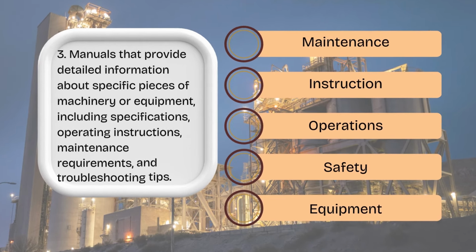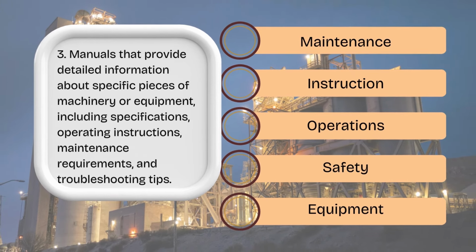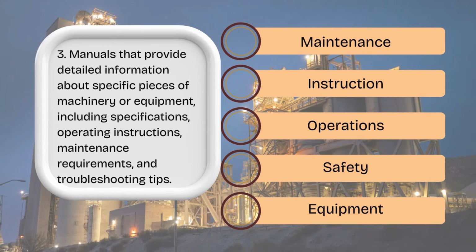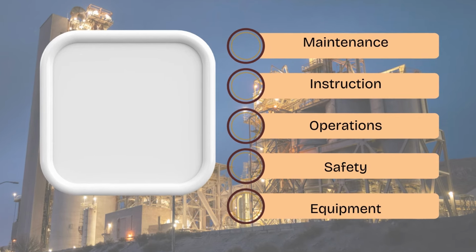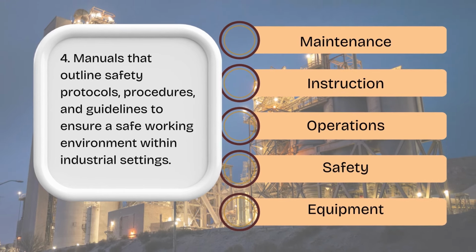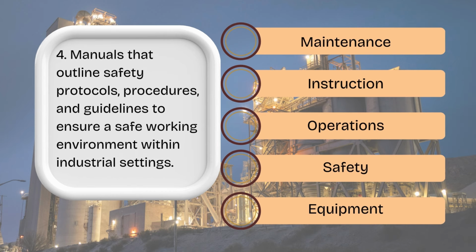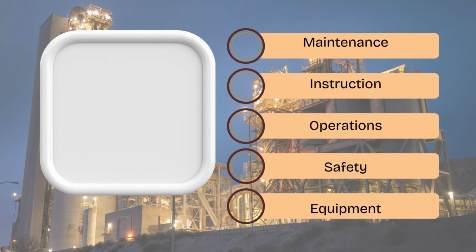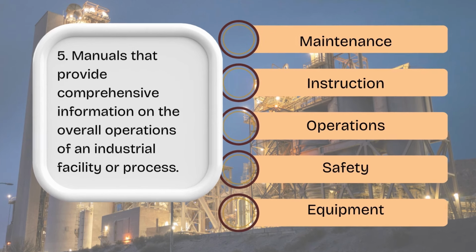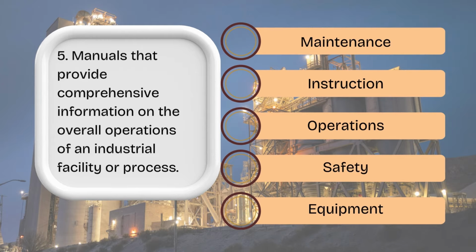Number three, manuals that provide detailed information about specific pieces of machinery or equipment, including specifications, operating instructions, maintenance requirements, and troubleshooting tips. Number four, manuals that outline safety protocol, procedures, and guidelines to ensure a safe working environment within industrial settings. Number five, manuals that provide comprehensive information on the overall operations of an industrial facility or process.